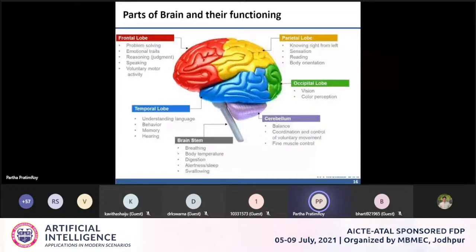Okay, parietal lobe for knowing right from left, sensations, reading, body orientations, etc. Frontal is problem solving, emotional traits. Okay, so then if you place those electrodes according to these regions, you find more signals, and actually you can do some pattern analysis.